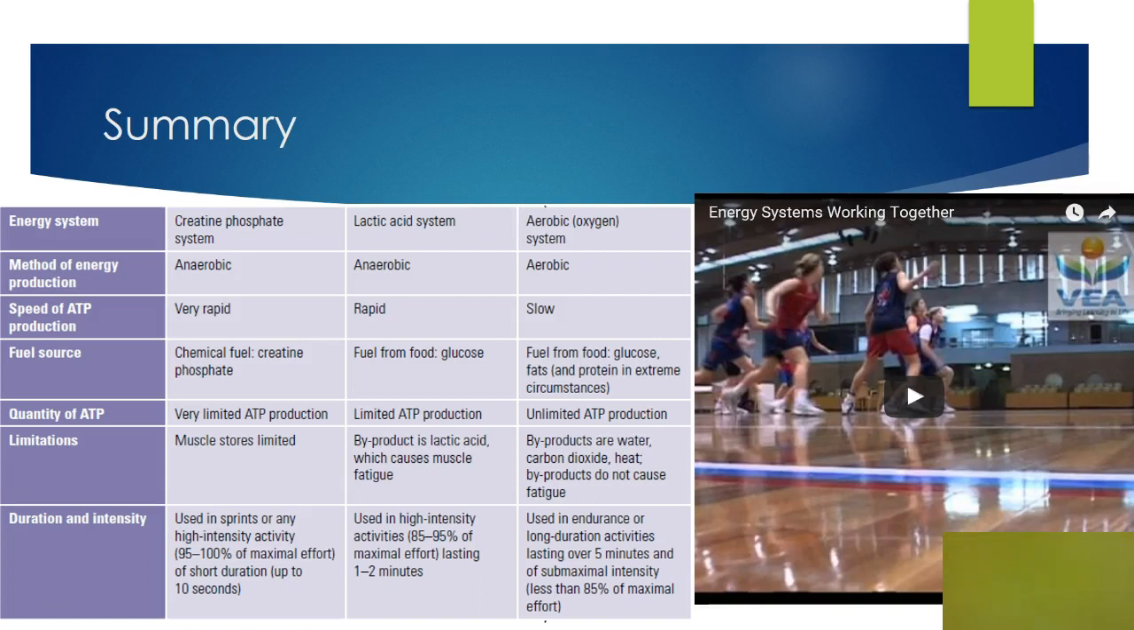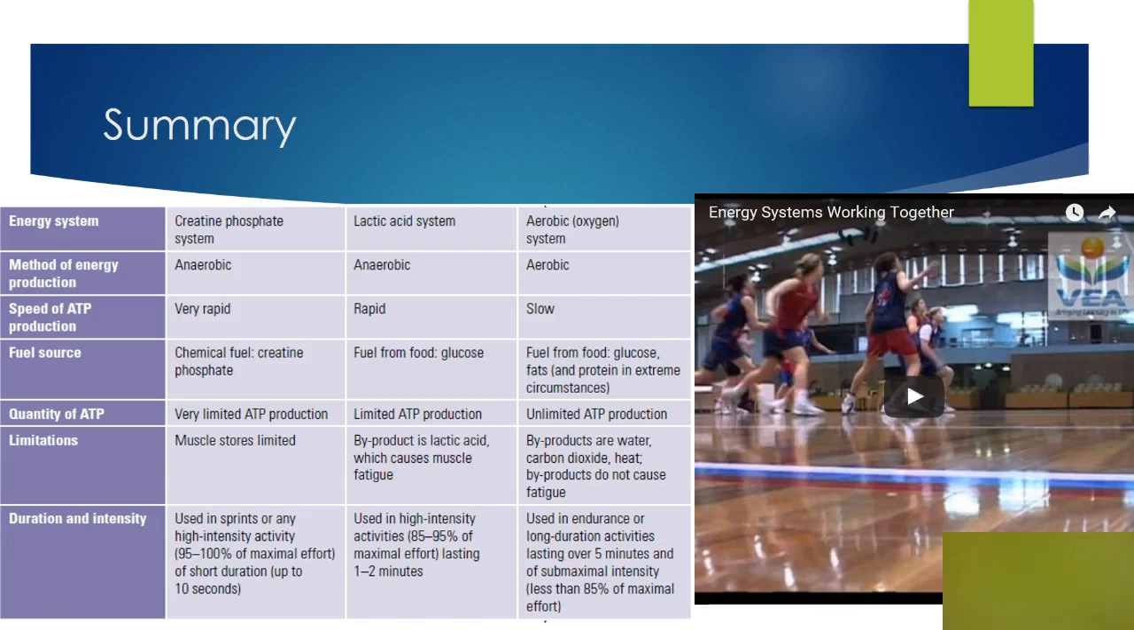The lactic acid system, it's anaerobic. Speed of ATP, again, it's rapid. Fuel from food, so glucose, so carbohydrates. Quantity of ATP, it's quite limited as well. And obviously, given the name, the byproduct of the lactic acid system is a lactic acid buildup, which obviously causes muscle fatigue. So you think of those events such as the 400-meter, that's a killer for lactic acid buildup, and that race predominantly uses the lactic acid system.